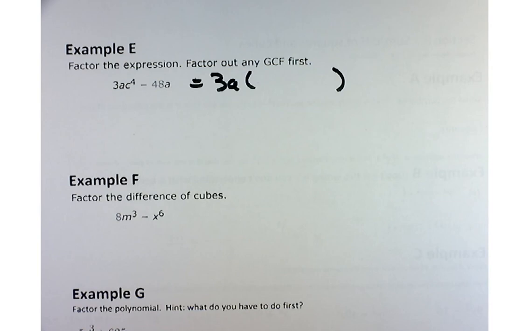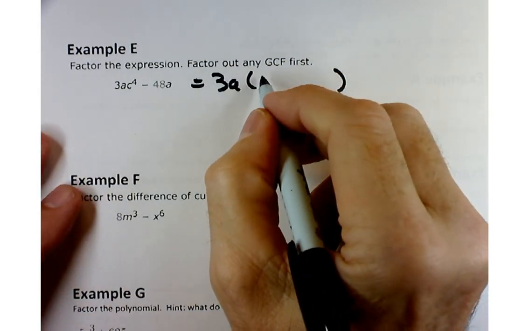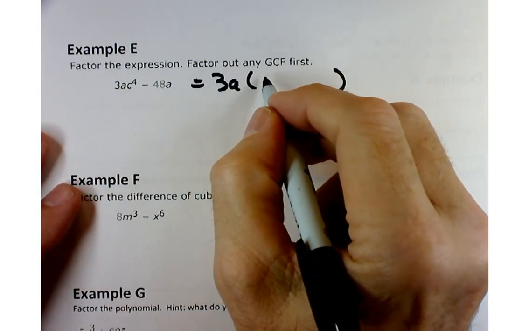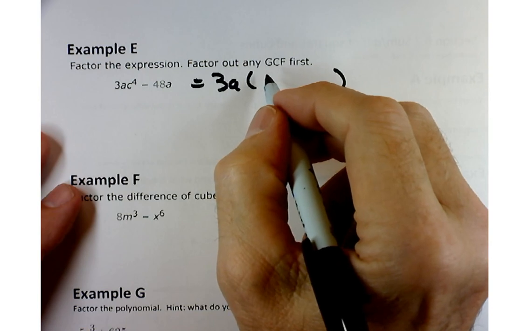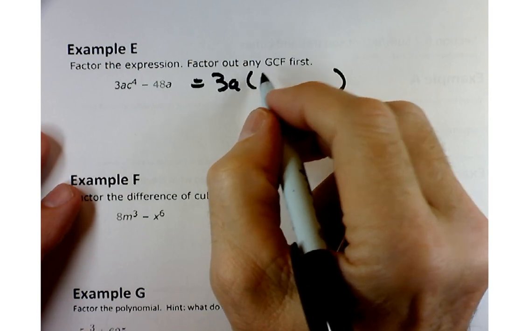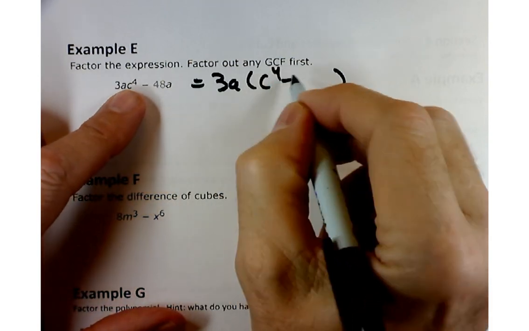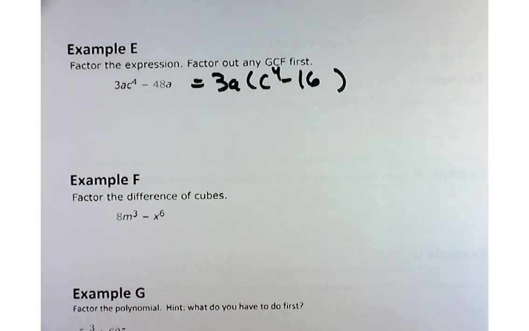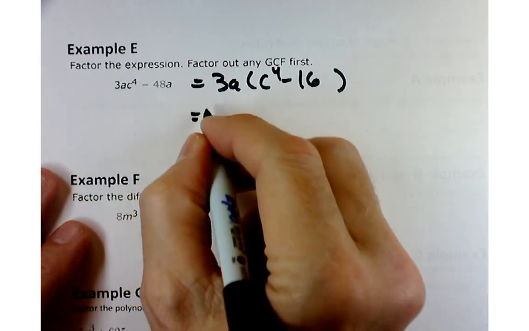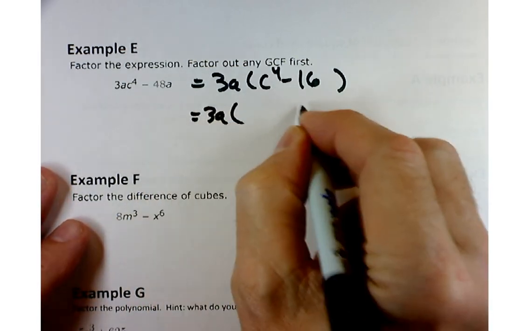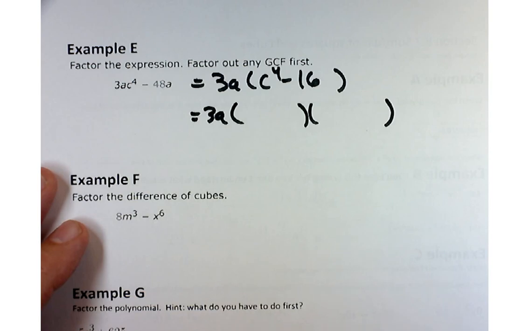What's that leave behind if I factor out a 3A? C to the 4th minus 16. Great. That's looking a little bit more doable here. So see if you can finish it up. 3A, and keep going.